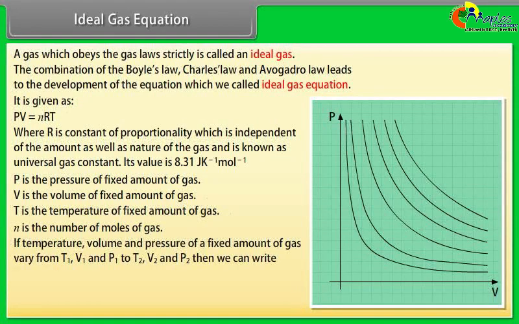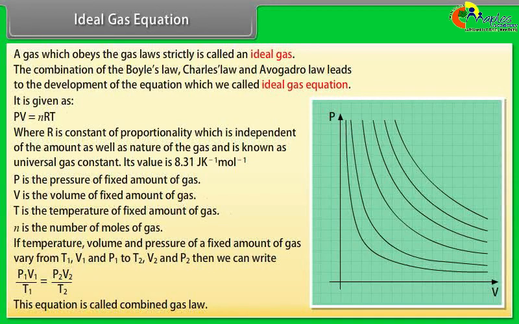If temperature, volume and pressure of a fixed amount of a gas vary from T1, V1 and P1 to T2, V2 and P2, then we can write P1 V1 by T1 is equal to P2 V2 by T2. This equation is called the combined gas law.